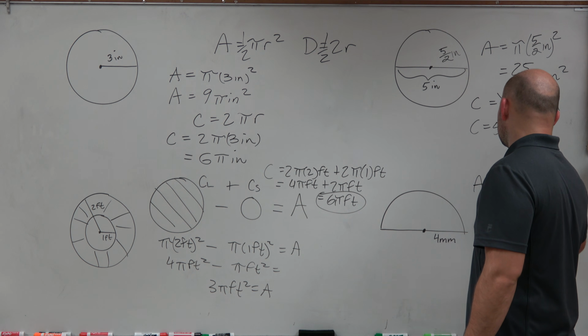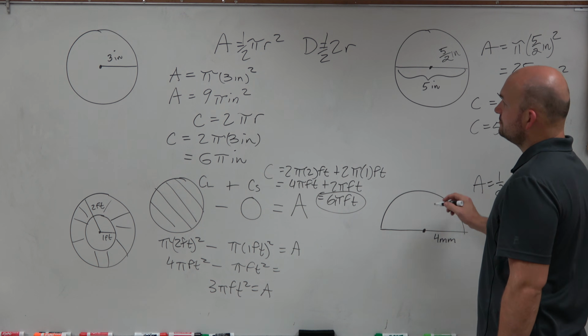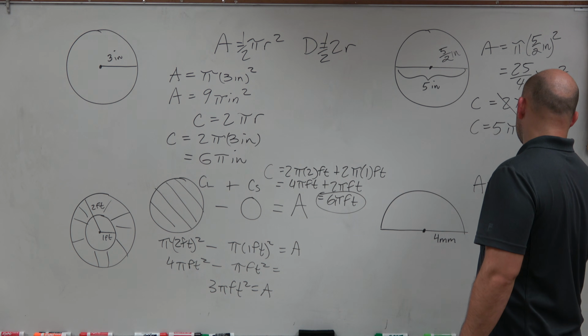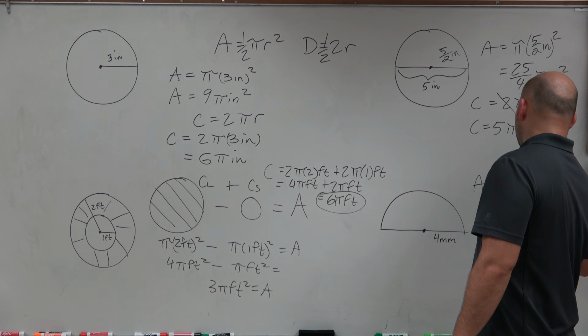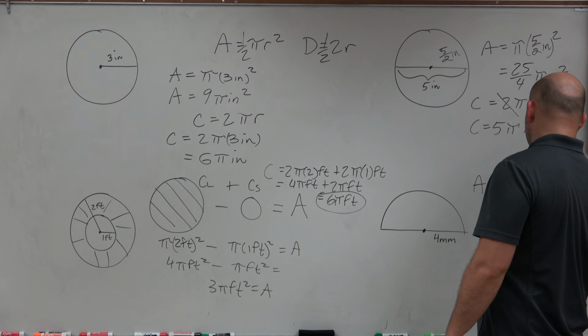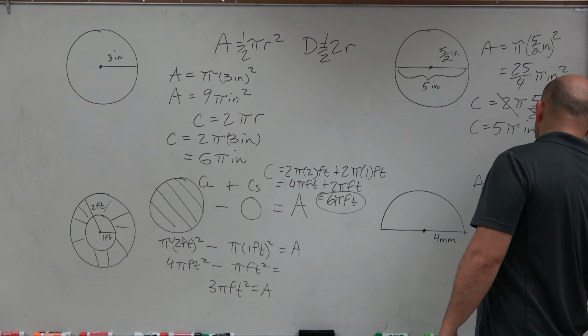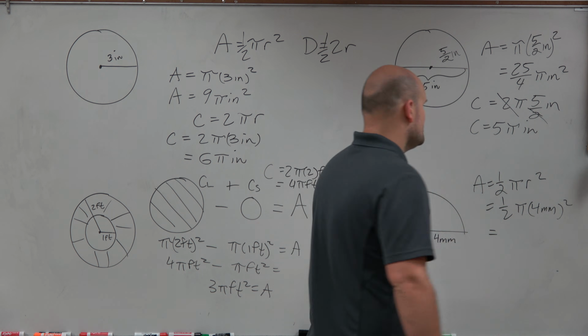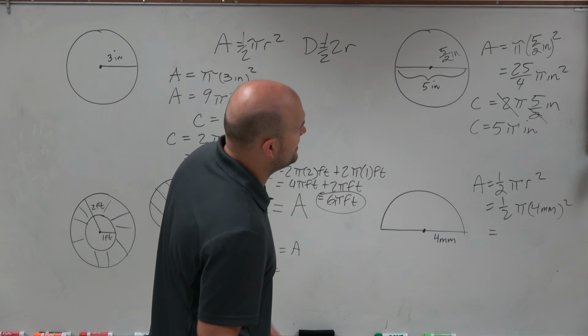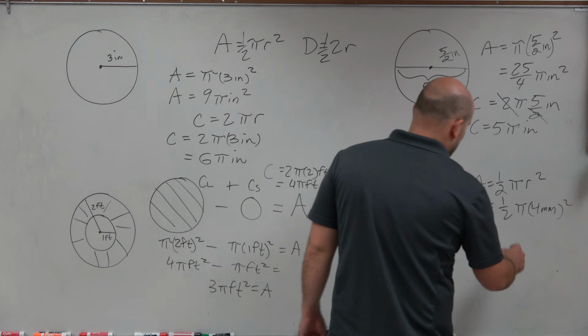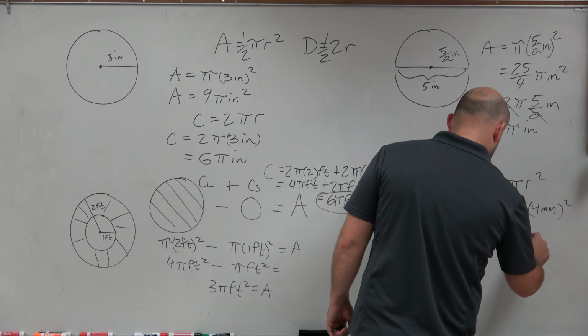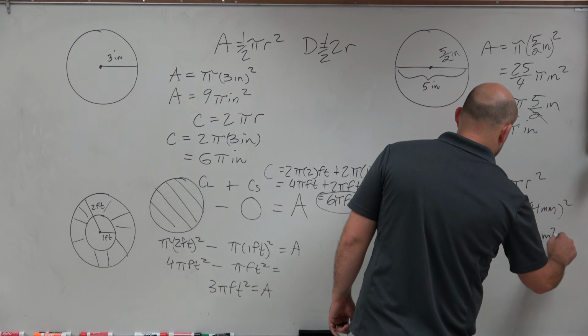So area equals 1/2 pi r squared. So that's going to be 1/2 pi times my radius squared, 4 millimeters squared. So 4 millimeters squared is going to be 16 millimeters squared. Divided by 2 is 8 pi millimeters squared.